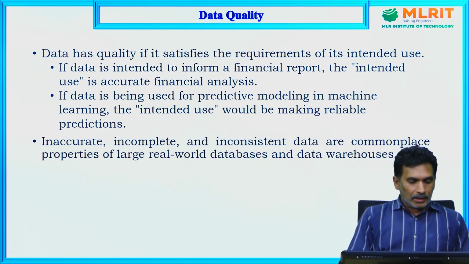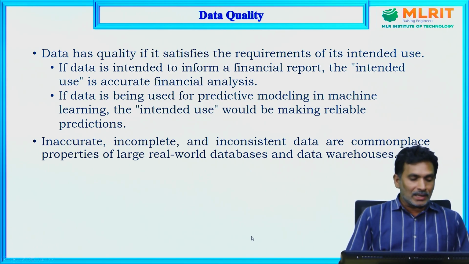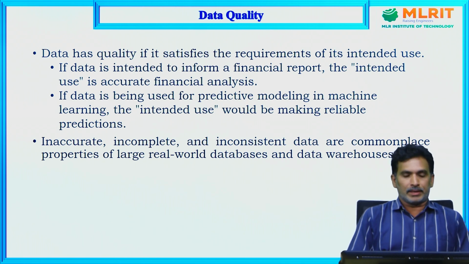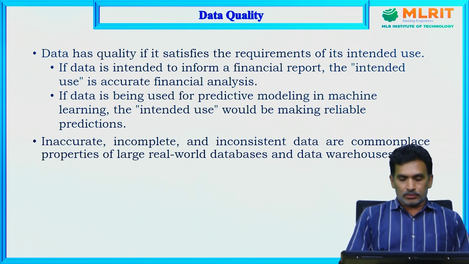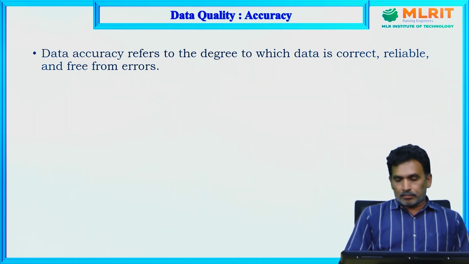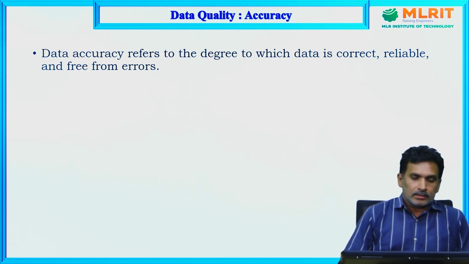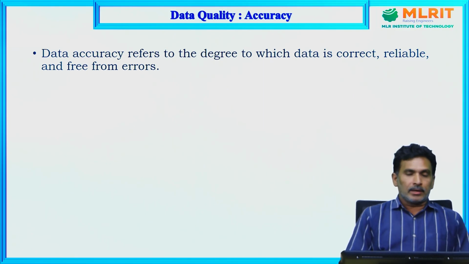Inaccurate, incomplete, and inconsistent data are commonplace properties of large real-world databases and data warehouses, as we discussed in the previous lecture. Coming to the factors that data quality comprises, one among those is accuracy. Data accuracy refers to the degree to which the data is correct, reliable, and free from errors.